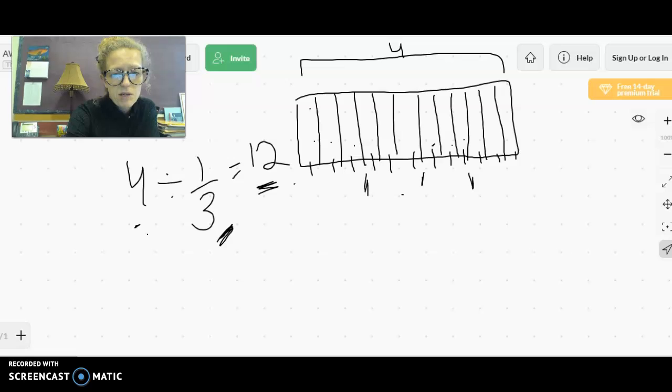So to check, I'm going to take my 12, and I'm going to multiply, which is the inverse, the opposite of dividing. Or you can work forward and backwards with multiplying and dividing. And then I'm going to multiply it by 1/3.